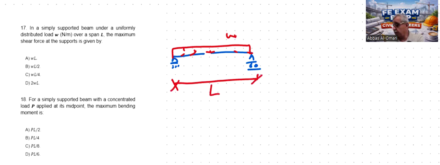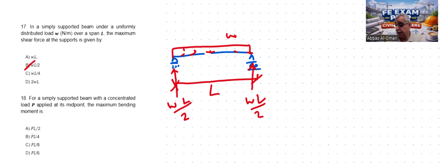Now, because of symmetry, we know that the reactions will be equal. The entire load, the resultant, is WL. So half will go to this support and half will go to this support. So this is going to be WL over 2, and this is the same, WL over 2. So the maximum shear at the support is WL over 2, which is B.